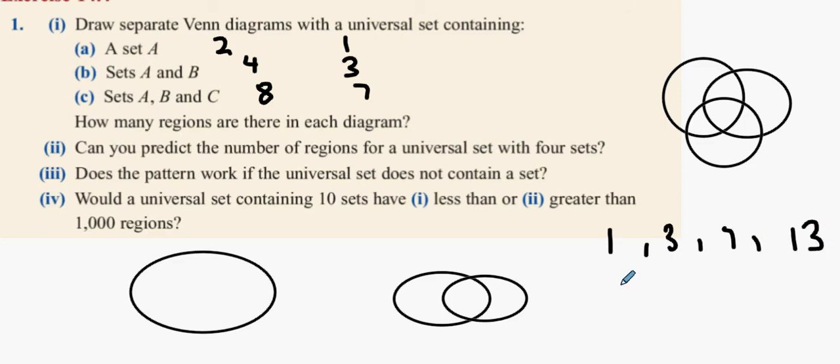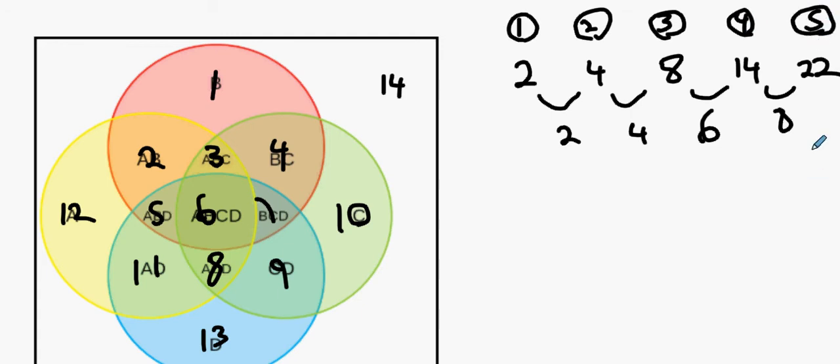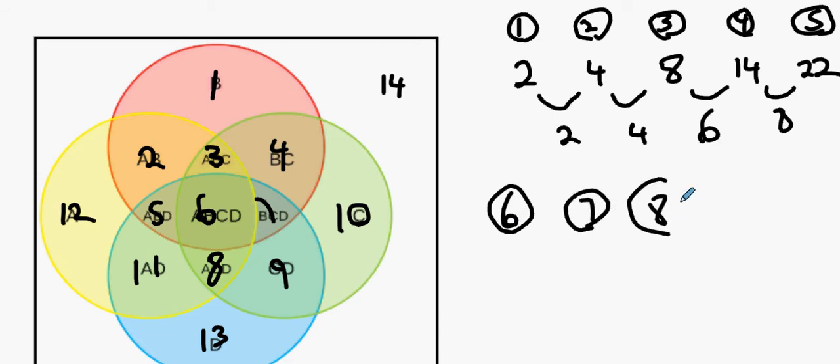But guess this, look at the pattern. 2, 4, 6. Next one will be add on 8, which will get us 21. Okay, next thing. Would the universal set that contains 10 sets have less than or greater than 1,000 regions? Look, wait, chill out. Look at this. Ready? Okay, that's one. Would you agree that's 1 circle, 2 circles, 3 circles, 4 circles, 5 circles? You happy with that? We added on 8 last time, so what would be 6, 7, 8, 9, and 10?